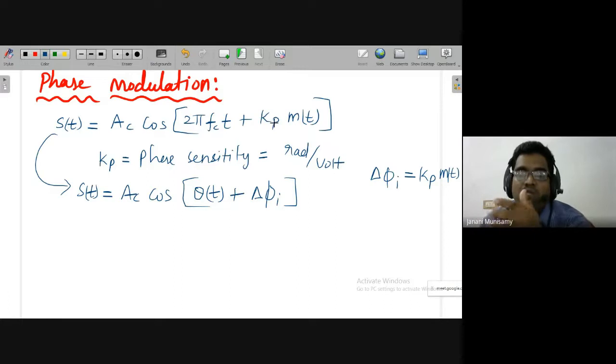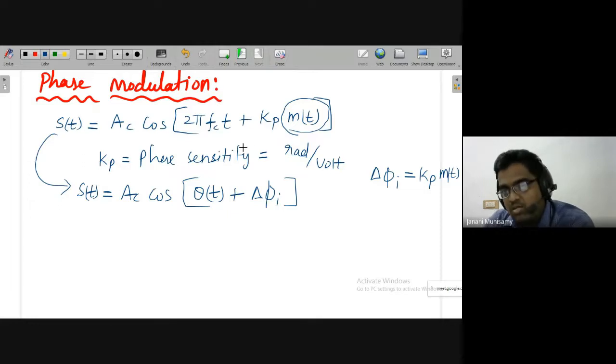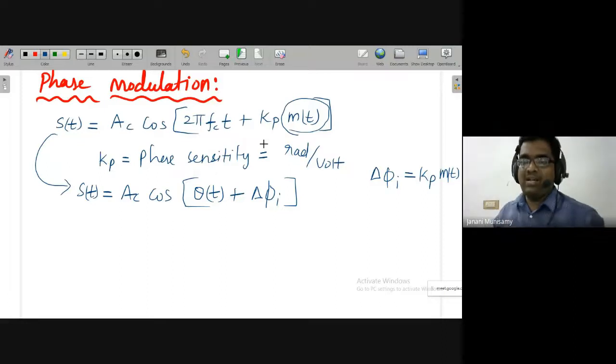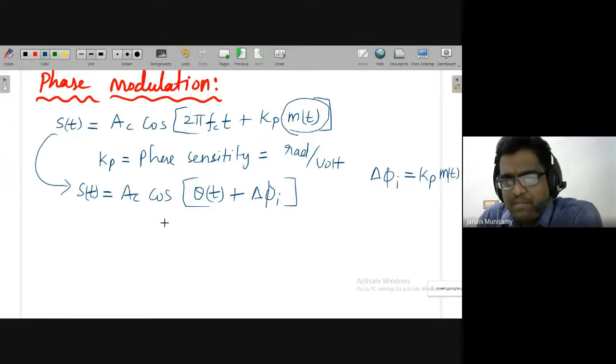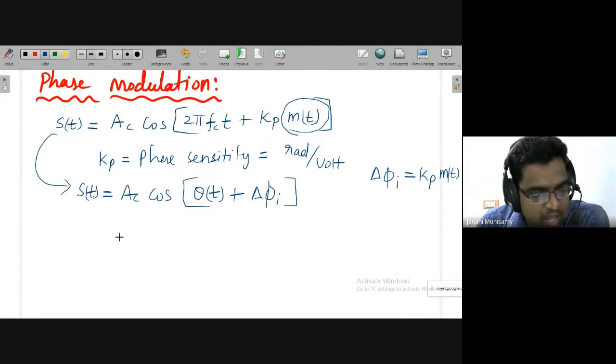Phase modulation means varying the phase of the carrier with respect to the message signal. Already the phase will be varying. That we can easily detect, because whenever time is going forward, definitely the phase will be varying. This is predictable, but this is unpredictable, because it actually depends on m of t. So that is the concept of phase modulation. We will be adding some extra phase along with the existing phase, but that extra phase is a function of time. Okay, so kp into m of t.